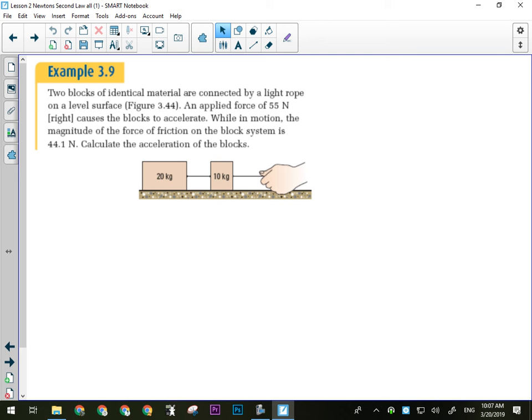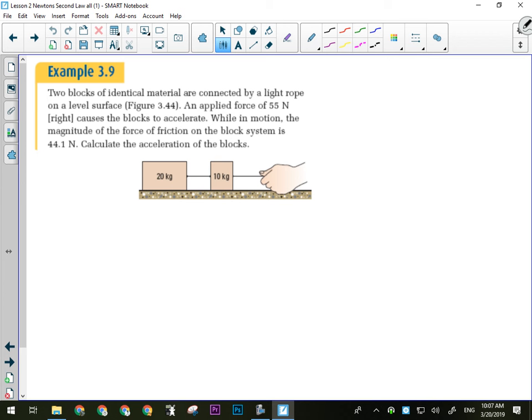Okay, so I want you guys to see if you can figure this one out. It sets up like this. These two boxes are connected by a rope, and then there's a rope connected to the first box that's being pulled. The force pulling in here, by the hand, is 55 newtons. The force of friction on the block system is 44.1 newtons. Calculate the acceleration of the blocks.